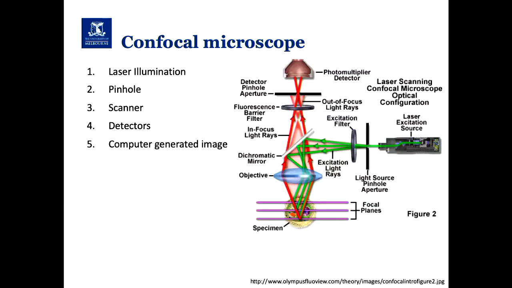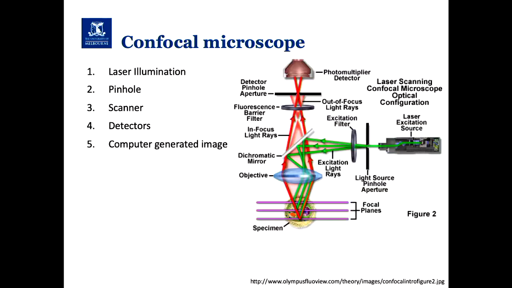So this is the layout of our confocal microscope, and again I've highlighted 5 key points. So again, we've got our illumination. In this case, we're using a laser rather than a bulb or a light-emitting diode. We have a structure called a pinhole, which normally sits here in front of your detector. We also have a scanner, which isn't shown on this diagram.